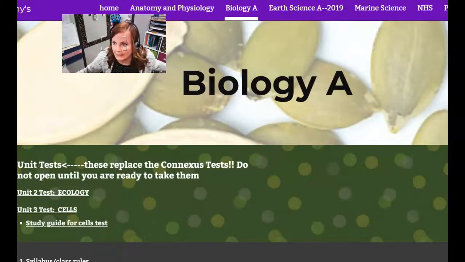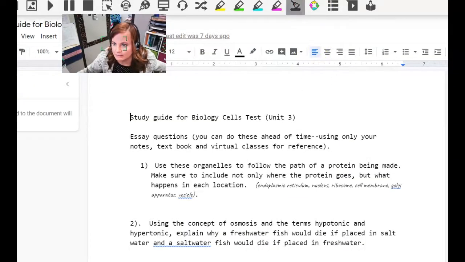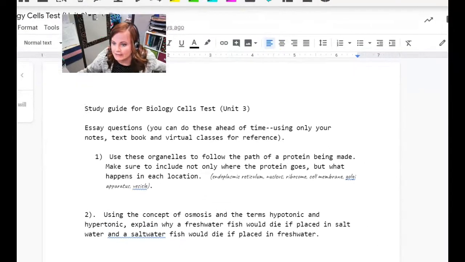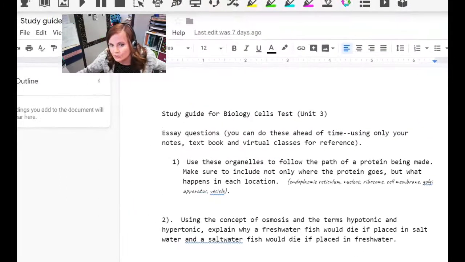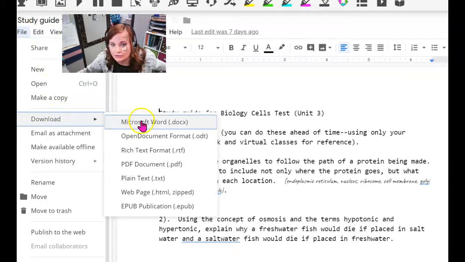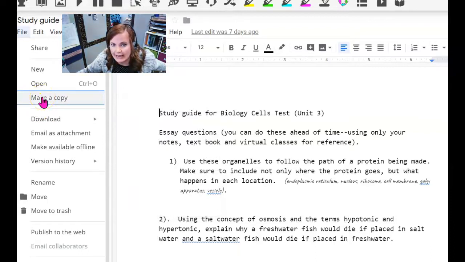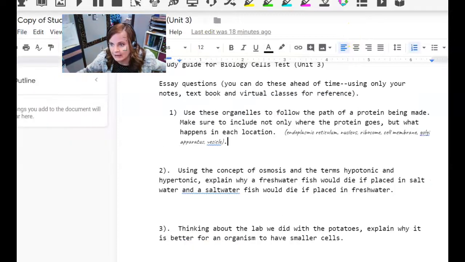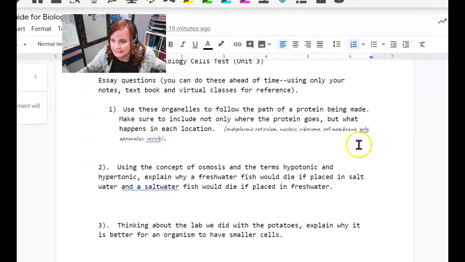When I open that up, I come to this page here. And this is not something you can edit because it is a master copy. So in order to edit this, you're going to either have to file download to Microsoft Word, download it for yourself, and you can save it and edit it on your computer, or you can hit make a copy, which allows you to use Google Docs to edit it right online, and it will automatically save that for you. So that is what I did.